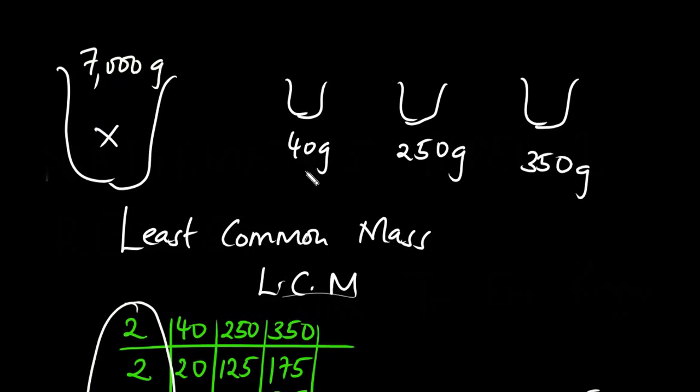So 7,000 divided by 40, it's going to be 175 packets. So you can see the mass of 7,000 grams fits into exactly 175 packets, and the same case is going to be for 250 grams. If you want to check how many packets, you just divide 7,000 grams by 250 grams, and the same case for 350 grams. So I believe that you have understood that question, and we can move on to the next question, which is question number 9.